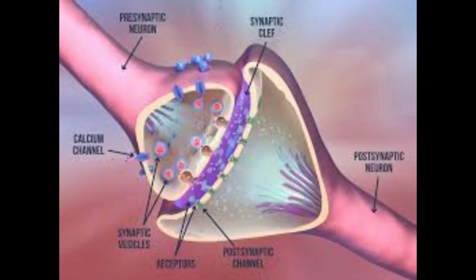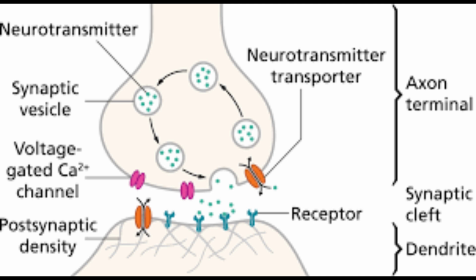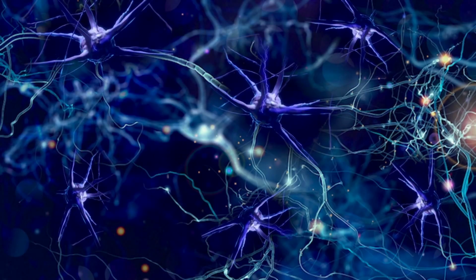Release of neurotransmitters. When the action potential arrives, it causes synaptic vesicles in the axon terminal to fuse with the membrane. These vesicles release chemical messengers called neurotransmitters into the synaptic cleft.